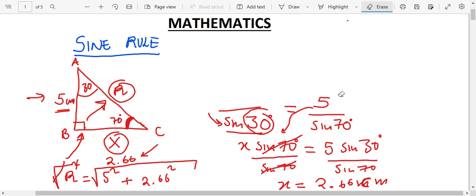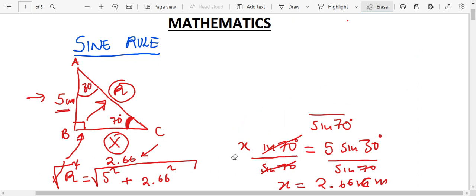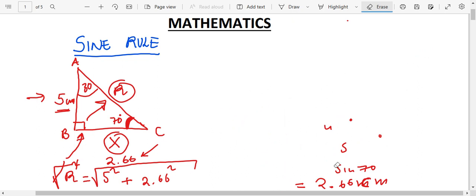Alright, so let's look at another example on the sine rule.